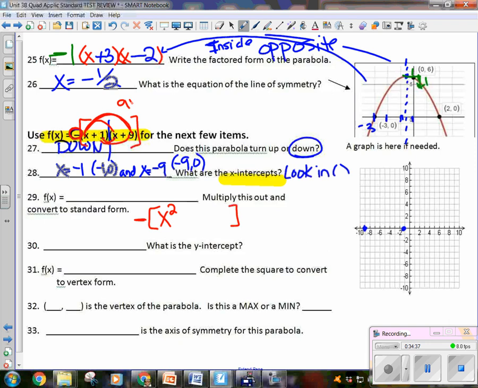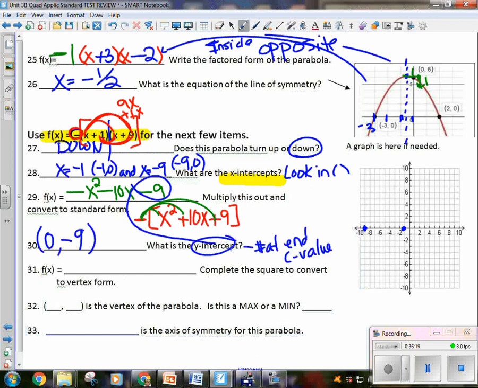Now, if I multiply through a negative, that's going to change the sign of every single number. So the function is actually going to be negative x squared minus 10x minus 9. That would be the correct standard form. What is the y-intercept? The y-intercept is the number at the end, which is your c value. So my c value is negative 9, and my answer technically is (0, negative 9). If we go to the graph, over 0 and down 9, right there is my y-intercept.